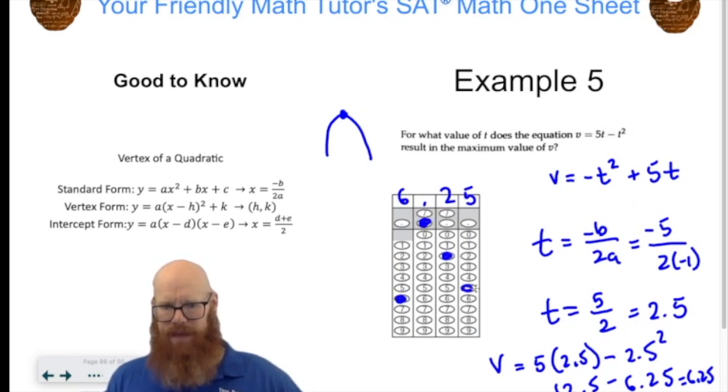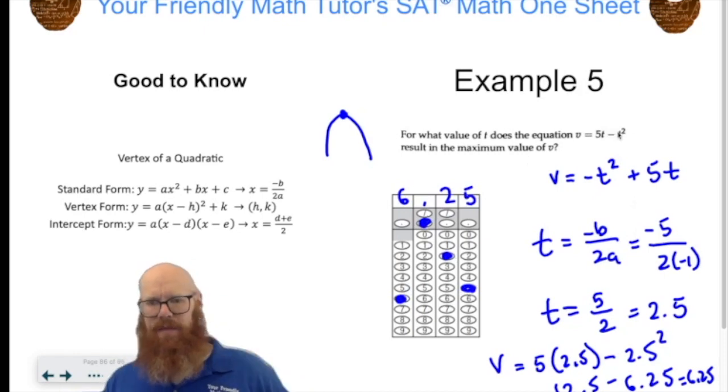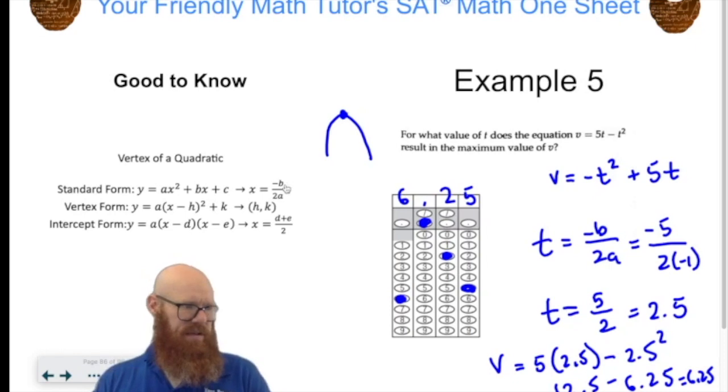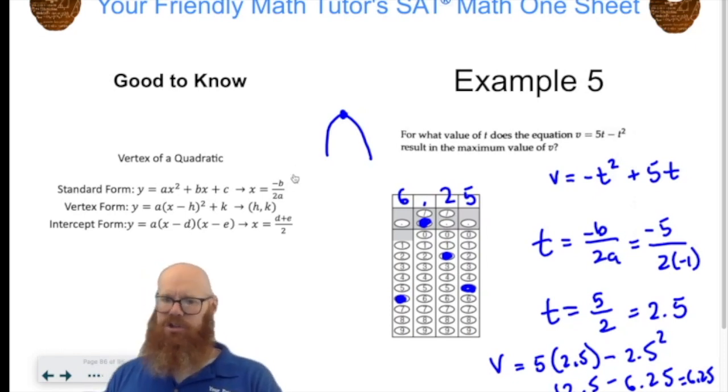All right, so again, to recap, just take a look at these. This one was in standard form, which is why I used negative b over 2a to find the vertex. And maximum value is just another way of asking for the vertex.